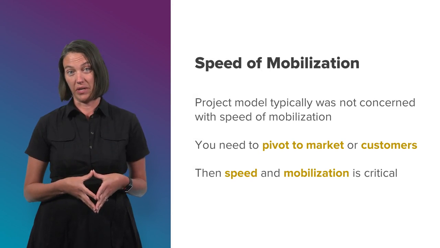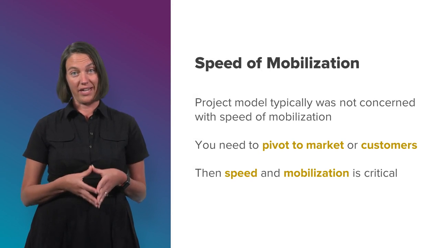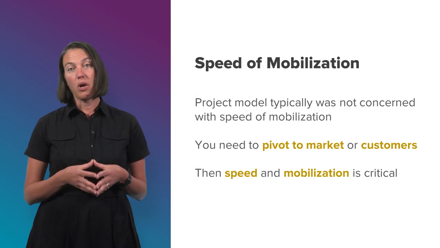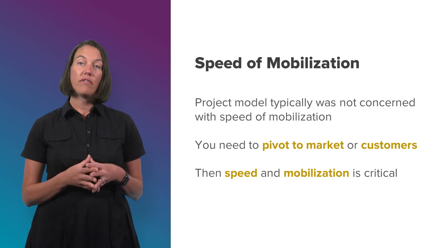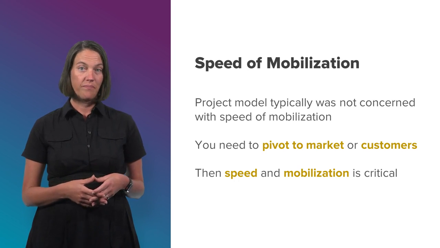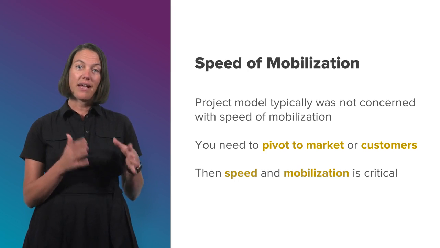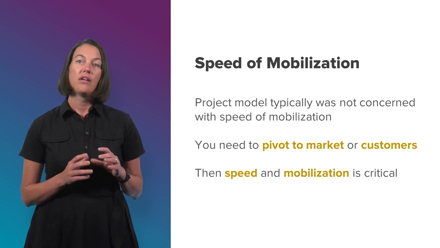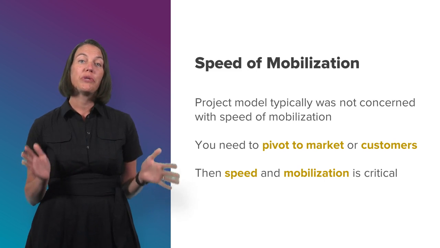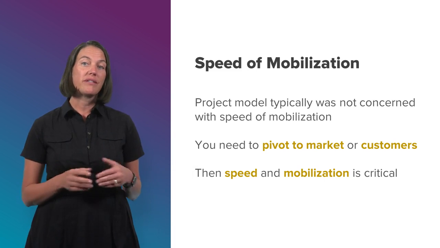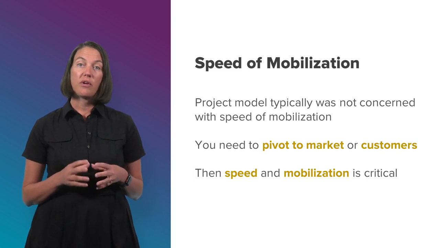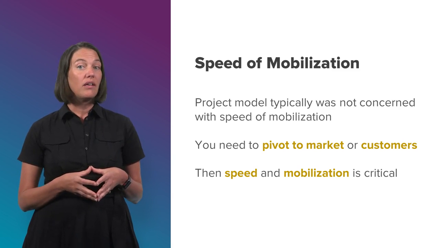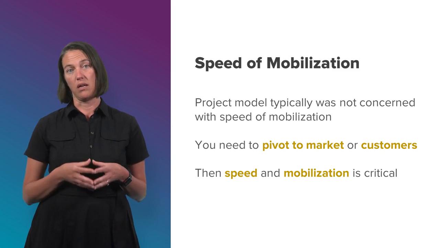Another challenge I've experienced is speed of mobilization. If you've been in a project model, typically there's a very structured way for kicking off and winding down projects. Then you spin the next one up and assign the team and resources accordingly. Usually projects have a 1 to 2 year timeline, so speed of mobilization is not a concern. When you start to need to pivot to customer feedback and/or the market, it is critical to focus on speed and mobilization.